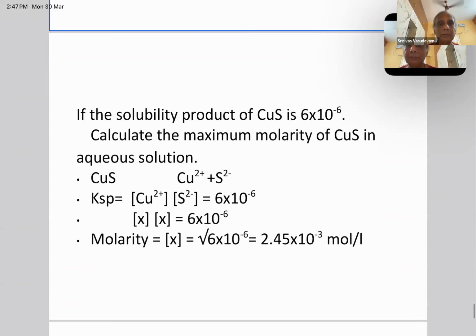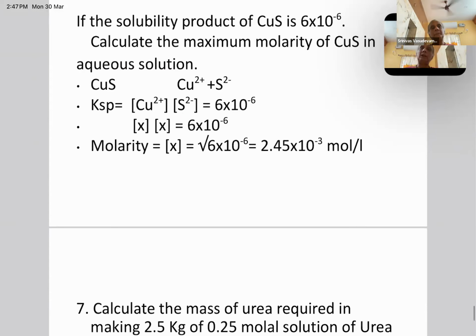Then solubility product. Solubility product is the product of concentration of ions each raised to the stoichiometric coefficient in a saturated solution at 298 Kelvin. Here, the solubility product of copper sulfide is given as 6 into 10 power minus 6. Find out the molarity of CuS in aqueous solution.